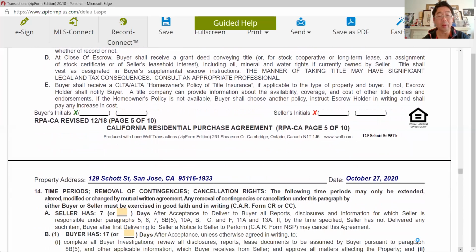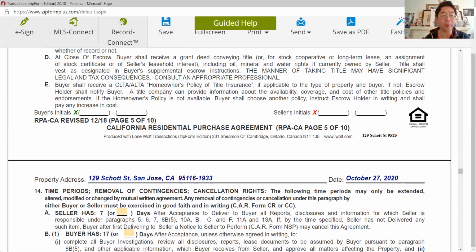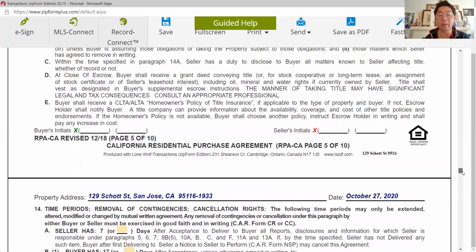Okay. So there's a homeowner's title insurance, which the seller will pay. We ask the seller to pay. The escrow will hold it and notify the buyer. The title company can provide information about availability, coverage, cost of each policy, and installments. If the homeowner policy is not available, the buyer should choose another policy, instruct the escrow officer in writing, or pay the increase in cost. I don't think we're going to have a lot of problem with this because it's going to be your title. Hopefully it's going to be clean and clear, so you don't need to worry.